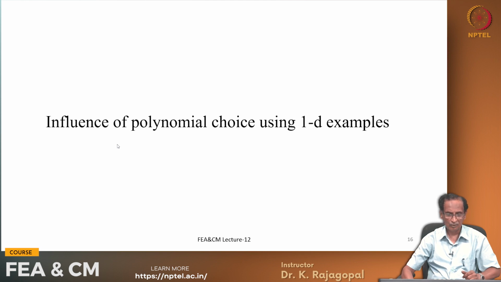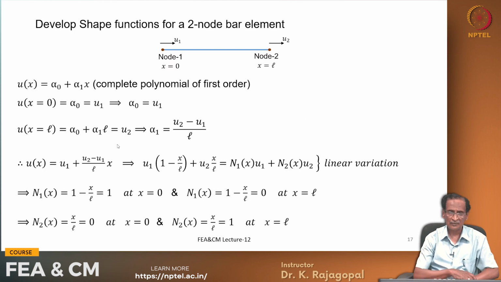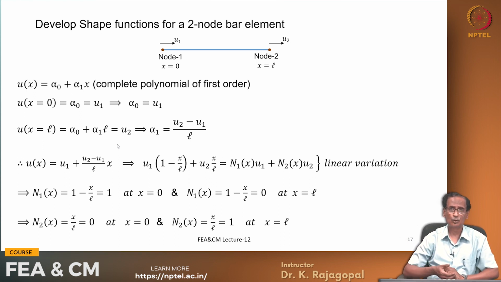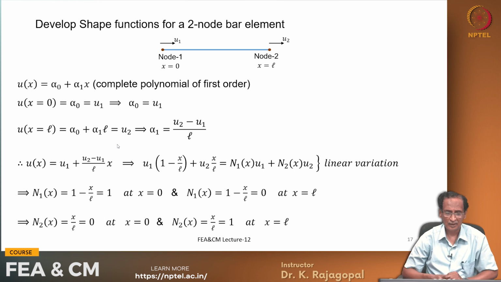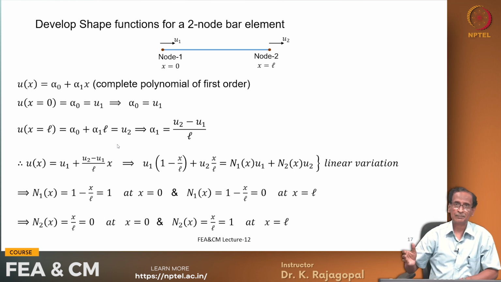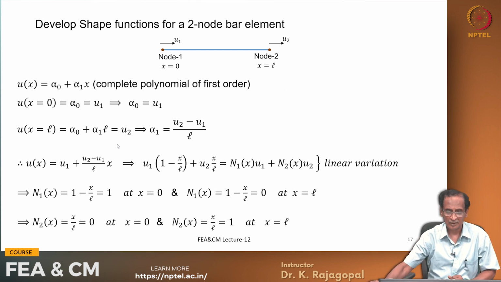And we can look at the influence of the polynomial choice using 1D examples. Like say if you want to do any 2-dimensional examples, we have to go in for finite element analysis. We cannot do by hand, and by doing some simple calculations by hand, we can see what is the effect of different orders of polynomial.